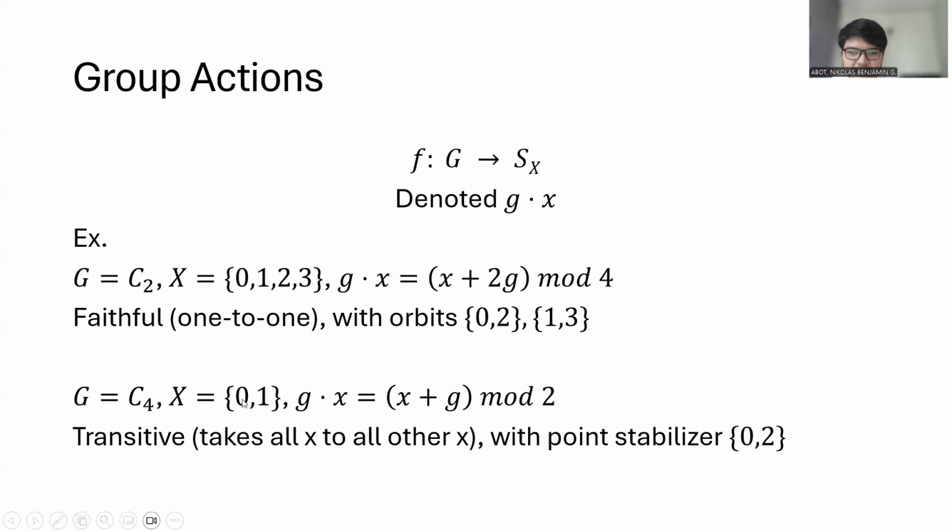In this case, since, for example, there's more than one element that sends 0 to itself, we say that the stabilizer of 0 is the set {0, 2} in the group C4. This is a subgroup.